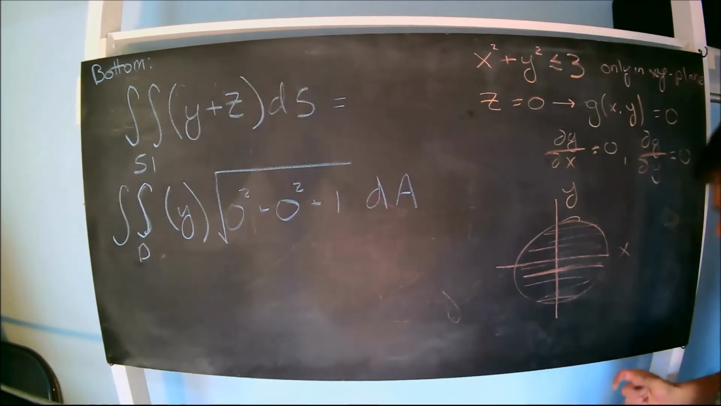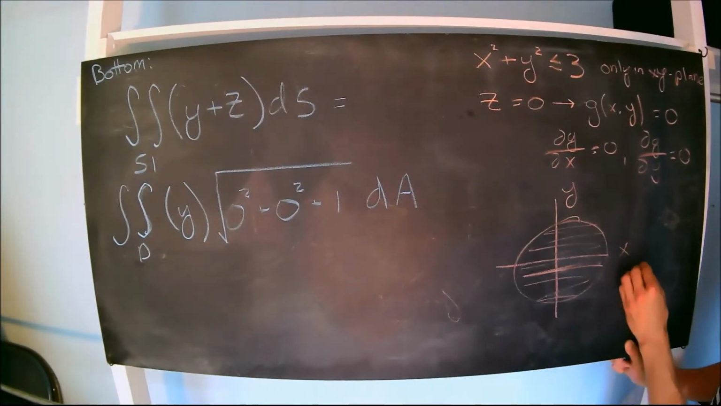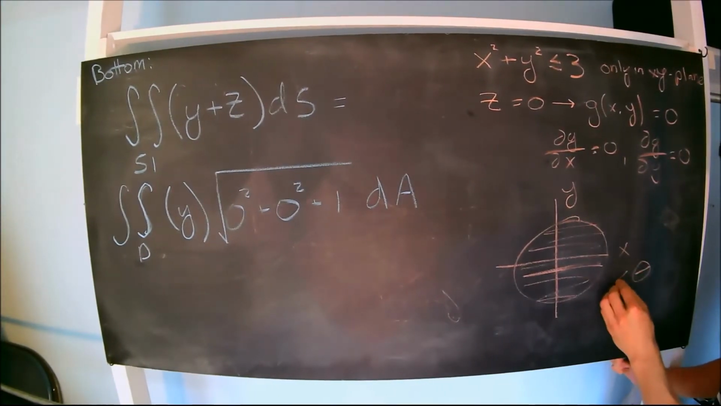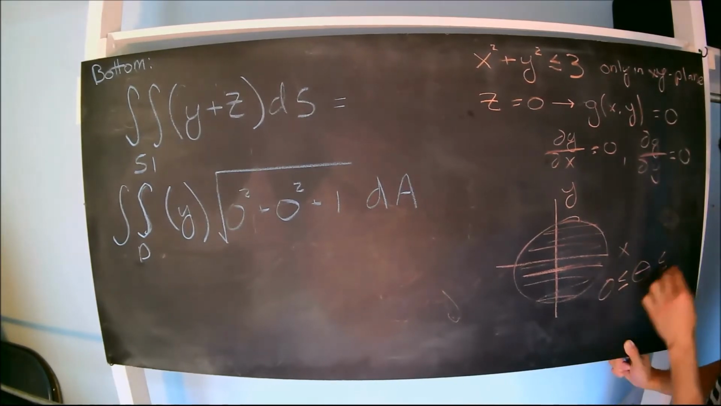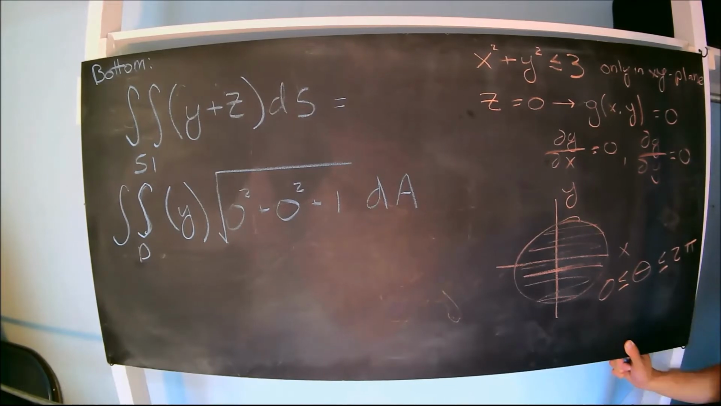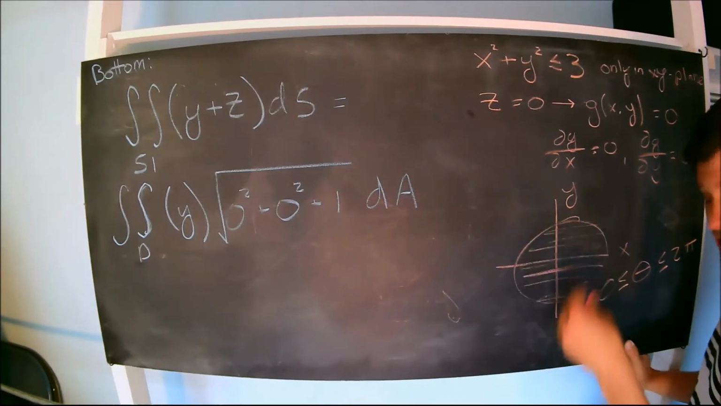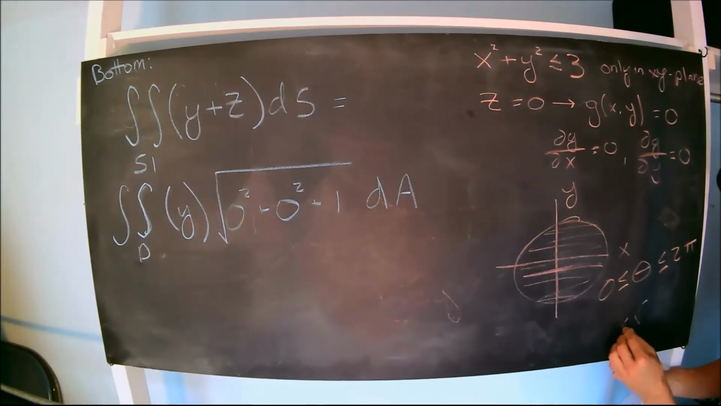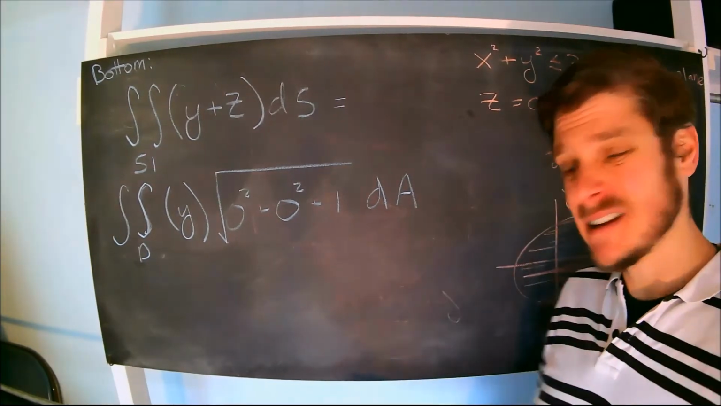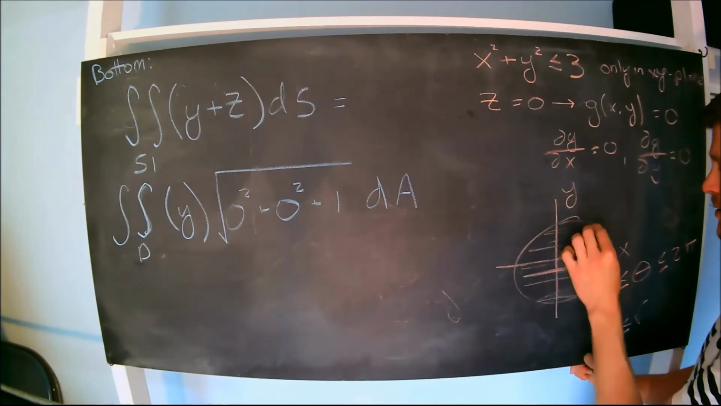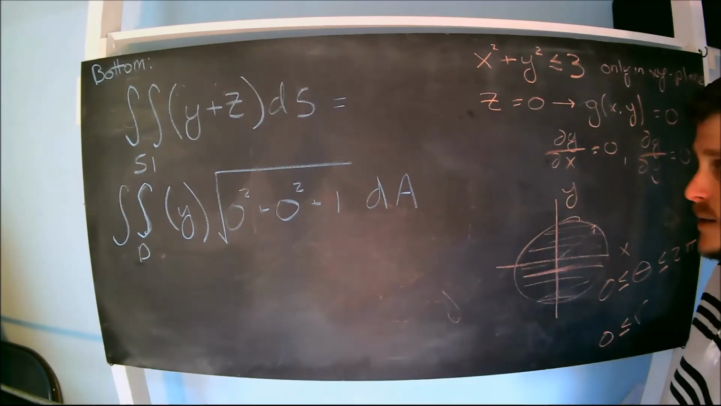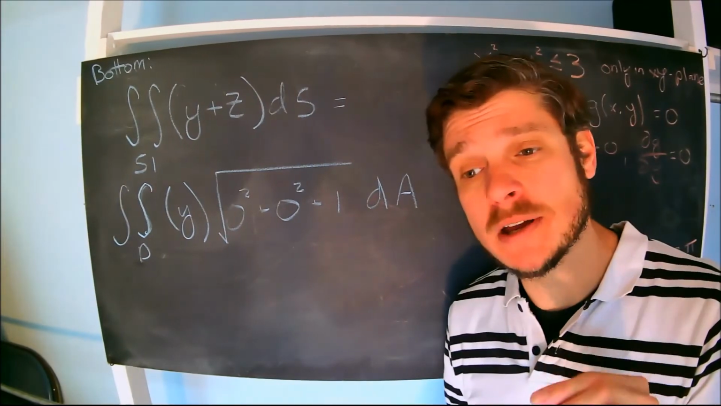So for polar coordinates, well, theta, it is the entire circle, so theta is going to be bounded from 0 to 2 pi. And then my radius, again, I want this entire disk. So my radius is going to be bounded between 0, because again, we're including the entire thing, all the way out to the outside. Well, what's the outer radius here? It's the square root of 3.